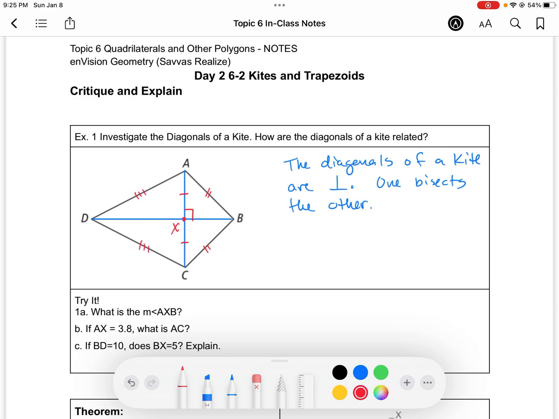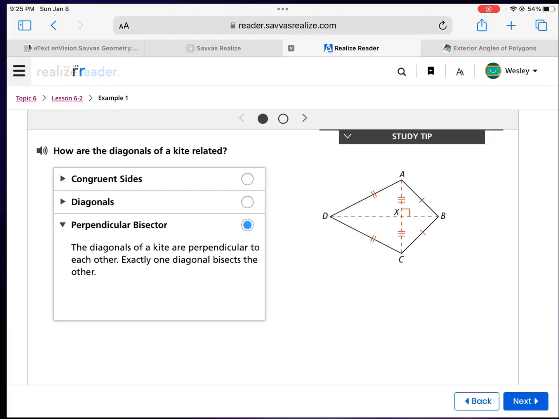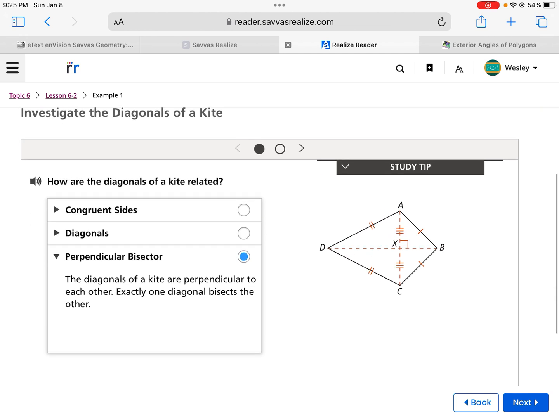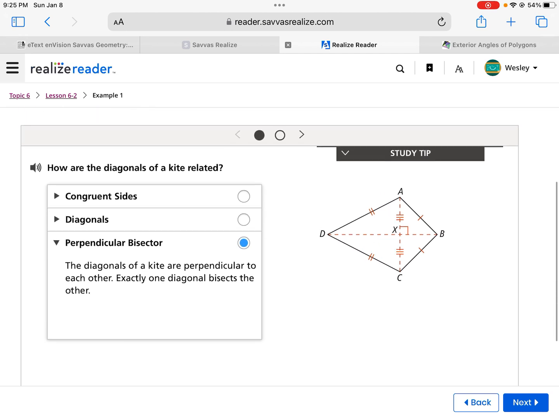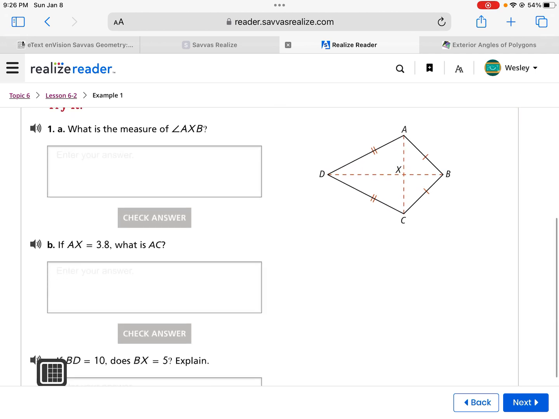Okay? So I want you to do the try it section. There's 3 parts to this try it section. You can do it on paper, but I also want you to confirm your answers by going on in that interactive student edition through Canvas. If you go through the Canvas 6.2 assignment, you'll see the interactive student edition. I want you to go to the try it section there and go to the second dot after example 1, and you'll see the try it section.